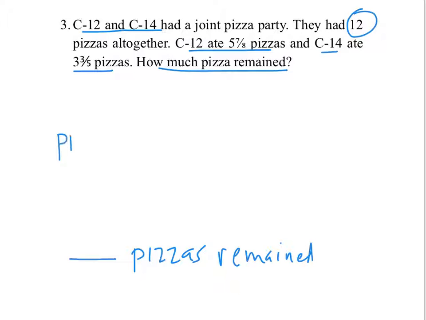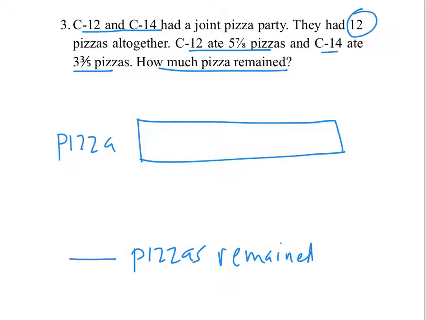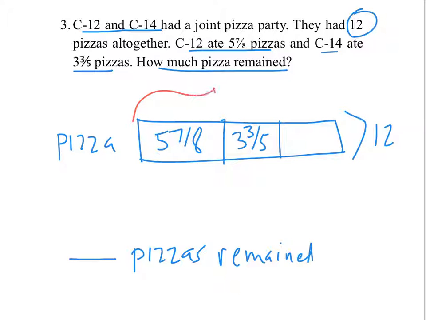Okay, so we think about the pizza. Well, how much was there? So altogether, there were 12. There were 12 pizzas. So what happened? C12 ate 5 7/8. And then C14 ate 3 3/5. So what we're going to have to do is add up these two and then subtract that from 12. So what we don't know is what was left.